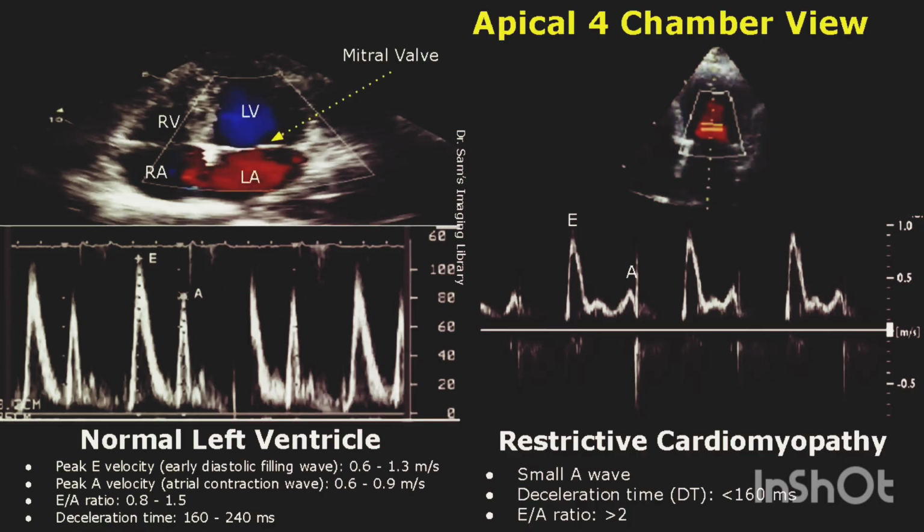This is a spectral Doppler analysis of restrictive cardiomyopathy. We will find a small A wave. The deceleration time will be less than 160 milliseconds and the EA ratio will be more than 2. There is diastolic dysfunction.